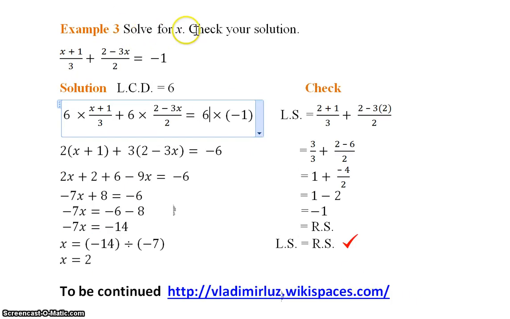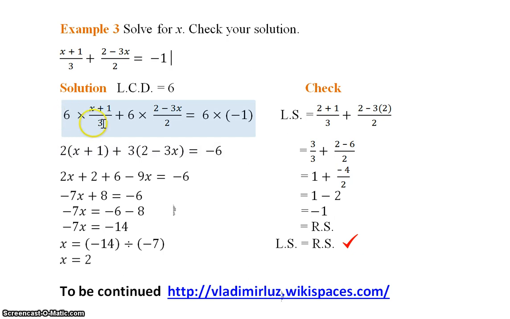Example 3. Solve for x. Check your solution. The equation is (x plus 1)/3 plus (2 minus 3x)/2 equals -1. The lowest common denominator is the product of 3 and 2, which is 6. To get rid of the denominators, we multiply each term of the equation by 6. First term we multiply by 6, second term we multiply by 6, and we multiply by 6 the right side.